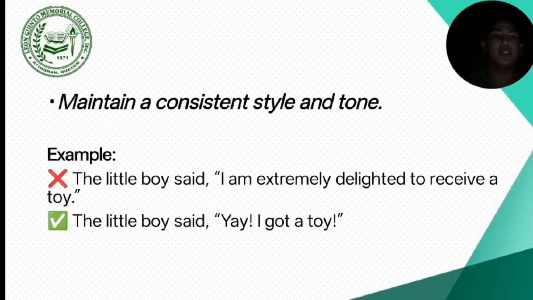So the next one is maintain a consistent style and tone. So your writing style and tone should match your character or situation. If your narrator is a child, use simple words. If your story is serious, don't suddenly use funny or awkward words. So for example, the little boy said, "I am extremely delighted to receive a toy." Then the little boy said, "Yay, I got a toy." So the second one sounds more natural for a child. So always make sure your words fit the mood and personality of your characters.